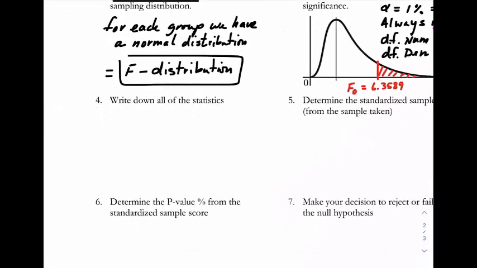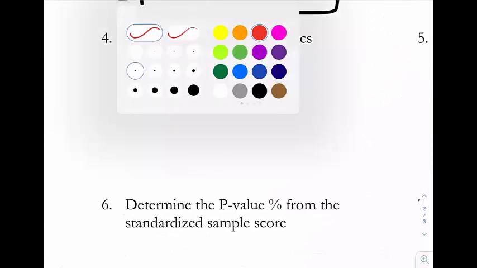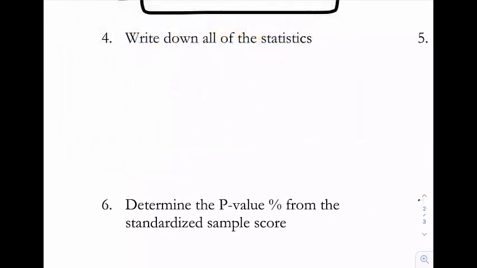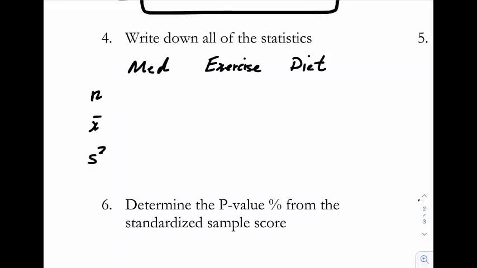Let's go ahead and collect some stats here. As we're going through this, we have for each one of these groups, here we have our medication group, you've got your exercise group, and then you got that last one, which is the diet group. So there's your 3 groups there, and from each group we want the sample size, sample mean, and sample variance, not standard deviation. Got to have that S squared.